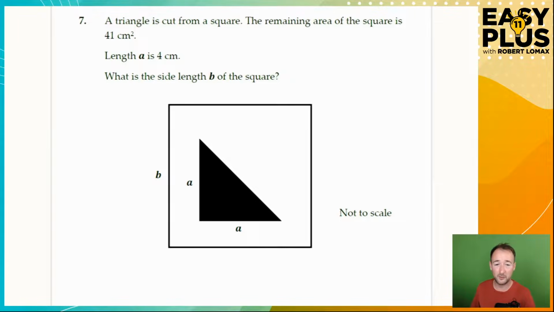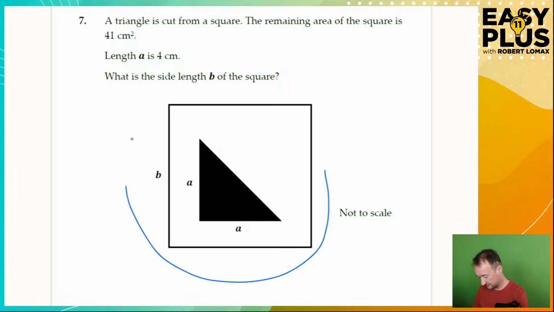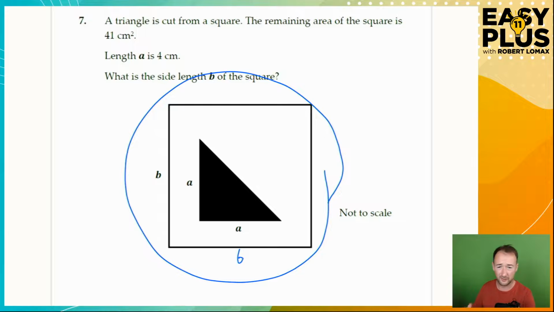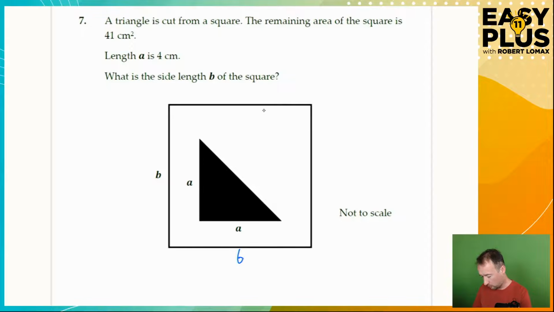Here we have a typical question type. It isn't too complex, you just need to have a nicely systematic way of thinking about it. You can see that we've got a square here, and we know that this square has side length b, and that means that this side must also be length b, because it's a square. And we know that this white area in the square, left outside the triangle, is 41 centimeters squared.